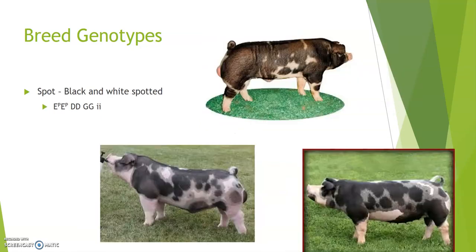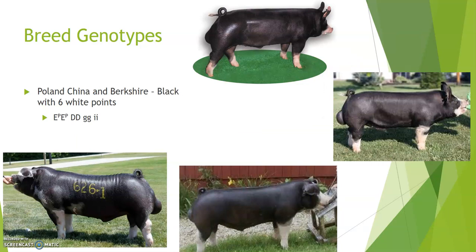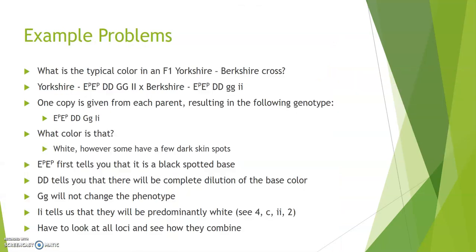Your Duroc, there's your white ones. Your spots. And then your Poland China and Berkshire, so there's a good example of black with 6 white points. If you notice how the white is pulled to all 6 points.